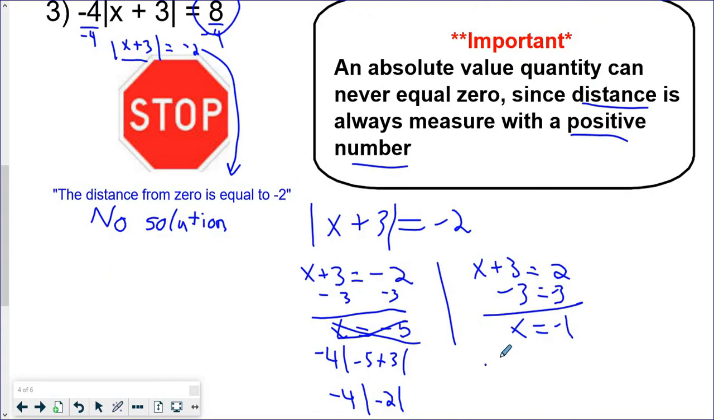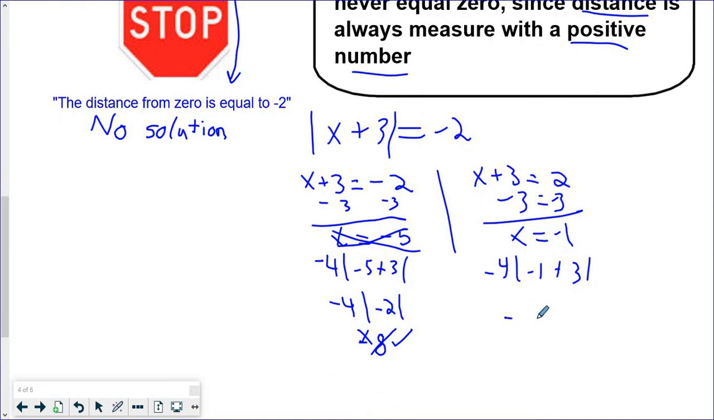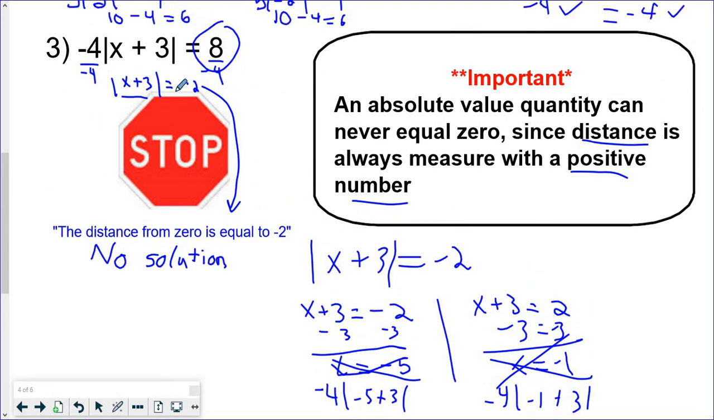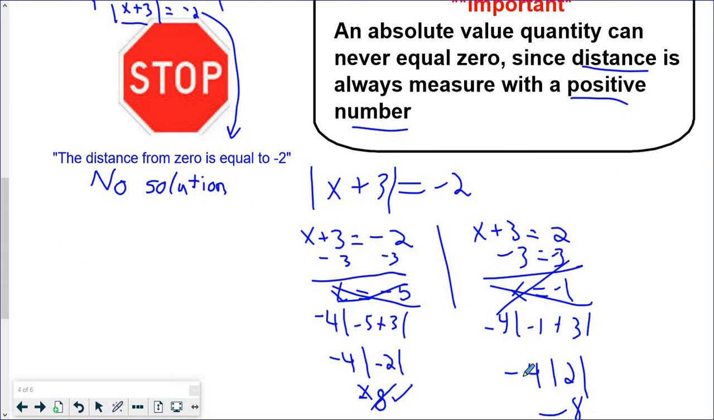Same thing happens with -1. If I put in -4 and then the absolute value of -1 plus 3, I get a similar situation. I end up getting -4 times the absolute value of 2, which is again -8, and for the same reason, it does not work. So there is no solution even when you solve it. You would have saved yourself some time by going here and realizing that the distance couldn't be negative, but it proves it to you right here.